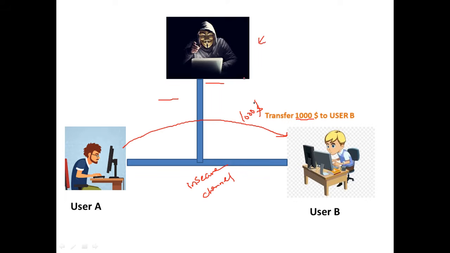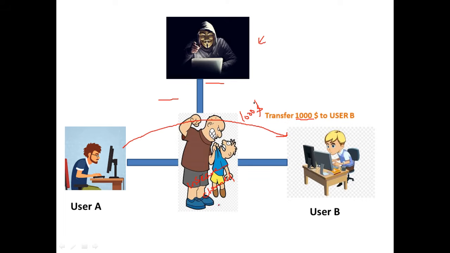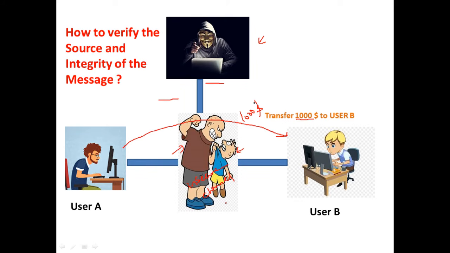So in that case, you know what will happen next. Let's consider he is user A and he is user B. This is going to be the scenario, because when $1,000 gets transferred instead of $10, we are going to have some issues. So now, how to verify the source and integrity of the message is the question.